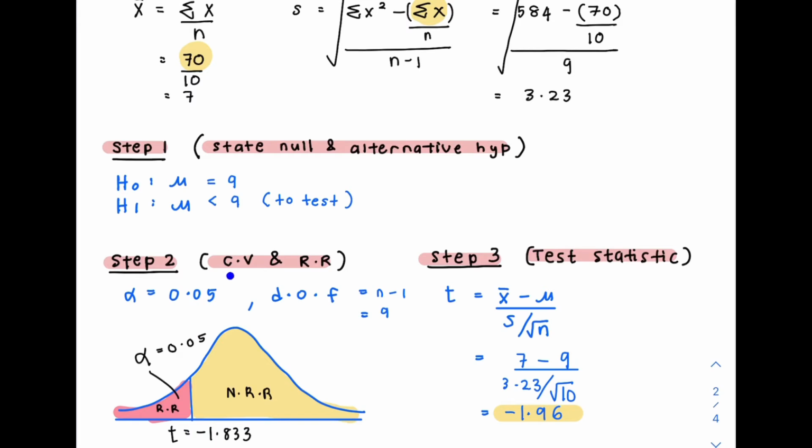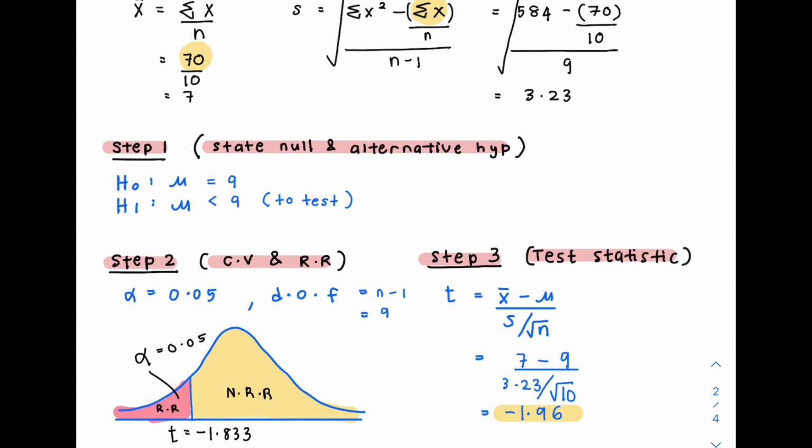Step number 2, critical value and rejection region. So where is your rejection region based on the alternative hypothesis? The less than symbol means that your rejection region will be on your left hand side, with the area of the rejection being alpha, which is equal to 0.05. Then this is the critical value, the separating point between the rejection region and non-rejection region.